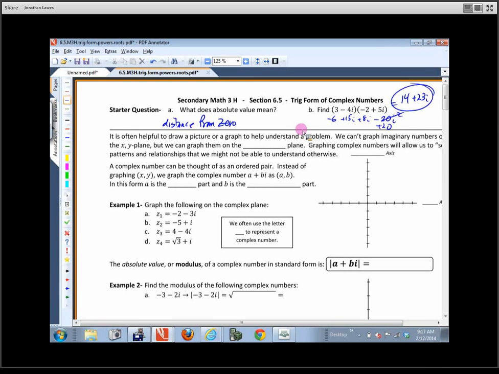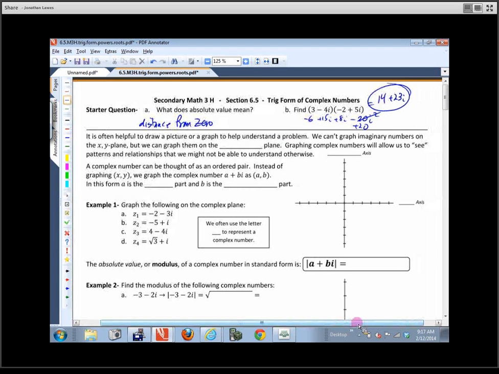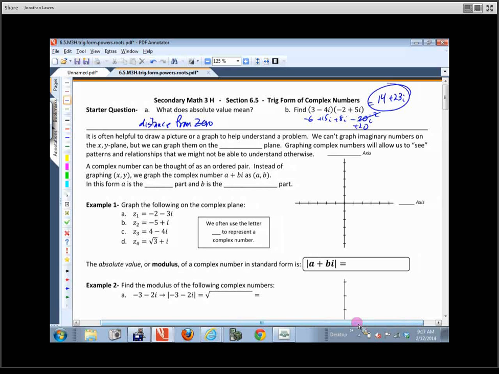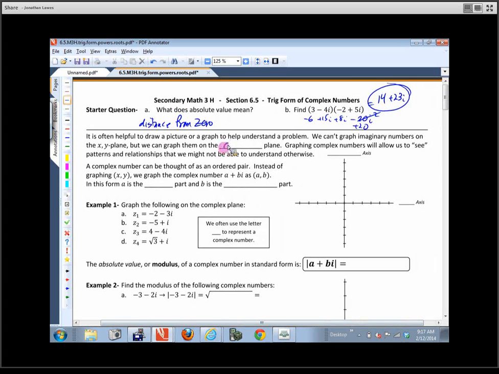So a lot of times it's really helpful to draw a picture of what we're talking about. But the problem with complex numbers is you can't graph them on an XY plane, okay? But you can graph them on something that we call the complex plane. So if we graph on a complex plane, it will allow us to see some patterns and some things that we wouldn't be able to see otherwise, okay? So here's a picture of a complex plane. It looks very similar to an X and Y axis, except instead of an X axis, we call this the real axis, and instead of a y-axis, we call this the imaginary axis.